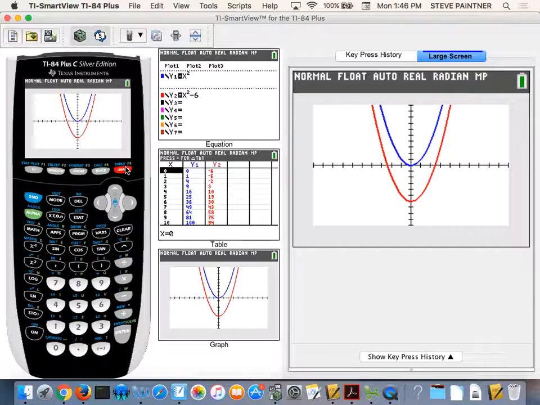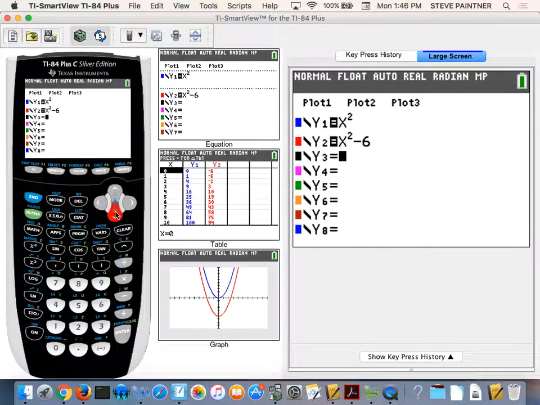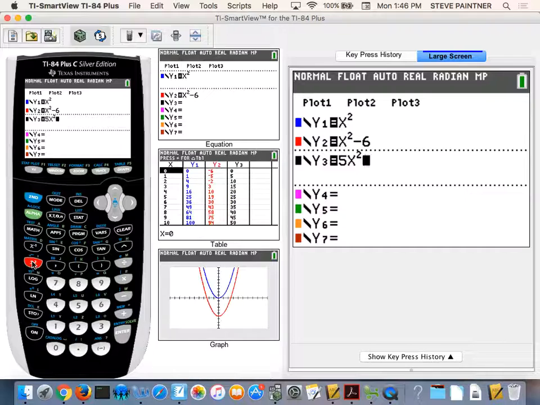Uh-oh. Now what are we going to do? Anybody have an idea? No, you can't touch the y. You can only touch the x. Tyler? 5x squared. Interesting. Okay. 5x squared, he says. Is he right? Let's see.